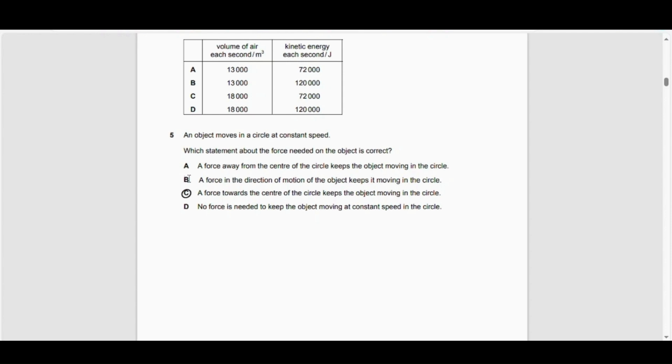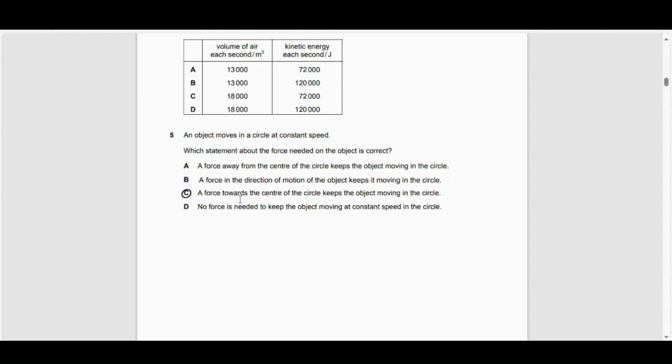The second option goes, a force in the direction of motion of the circle keeps it moving in the circle. Now, force in the direction of motion will keep the object moving in the direction of motion, which is usually tangential to the circle, right? So we did look at this in our notes, but if you remember, if at any point in the circle you have an object that's moving in a circle and you want to know how it would move if the centripetal force was removed, you just have to draw a tangent at that point, and that would show how the object would move if that force is relieved. So that can't be right.